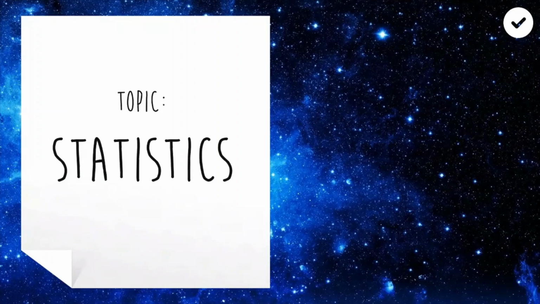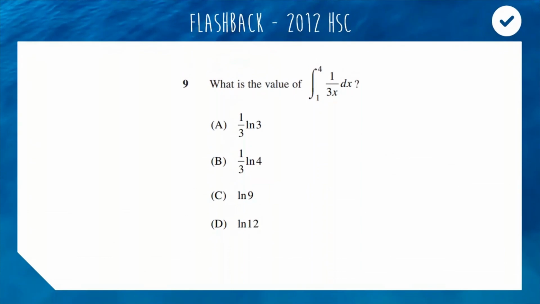Before we get started, here is a quick revision question from the 2012 HSC paper. If you could pause the video and figure out if it's A, B, C, or D, that'd be good. Okay, hopefully you did that and you got the correct answer of B, 1/3 ln 4. If you didn't get that and you're not sure why, here is a quick solution.